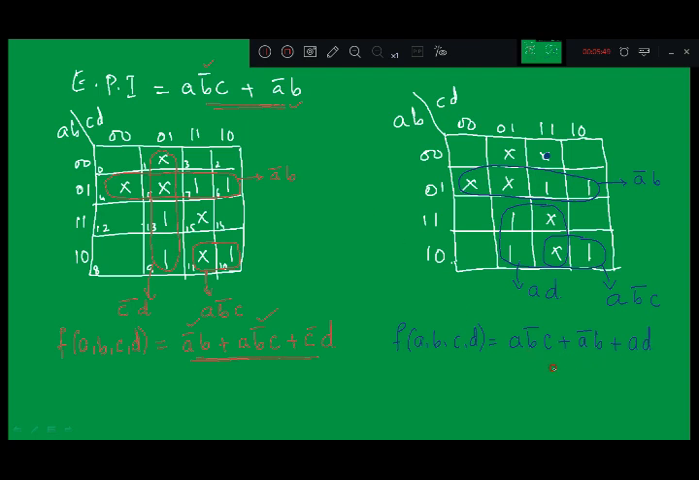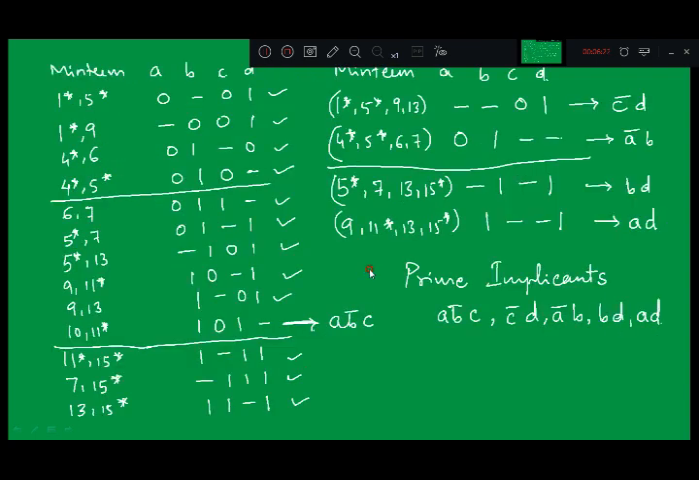So compare this expression again with the expression you got from K-map. A B bar C is there, right? Then A bar B, it is there, right? But where is A D? This is the question mark. So let us understand what the tricky part in the QM method is. I'll write down these two expressions in my previous slide, so I'll go back to the previous slide.